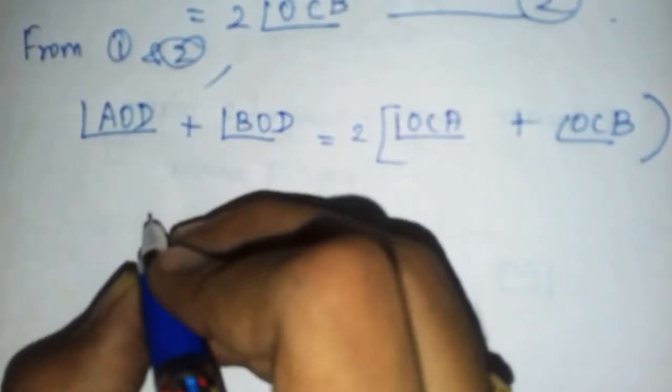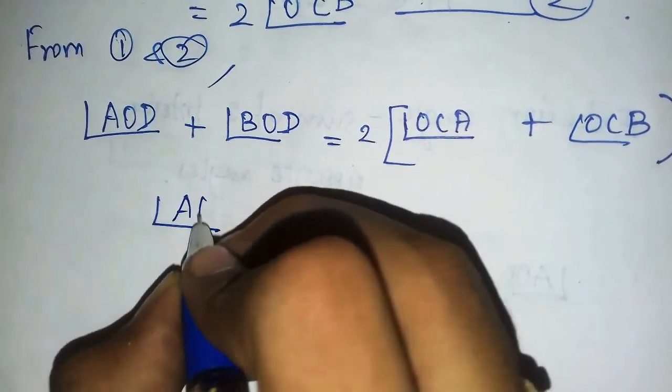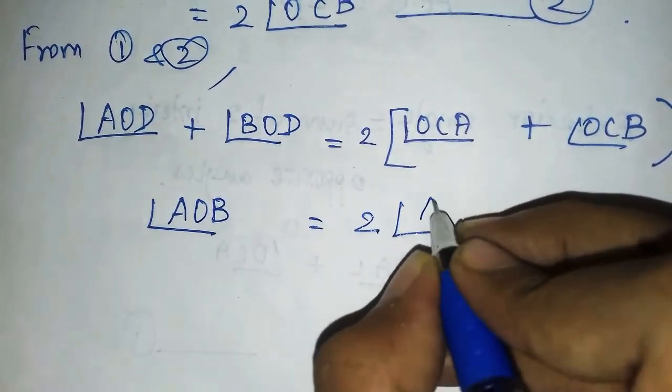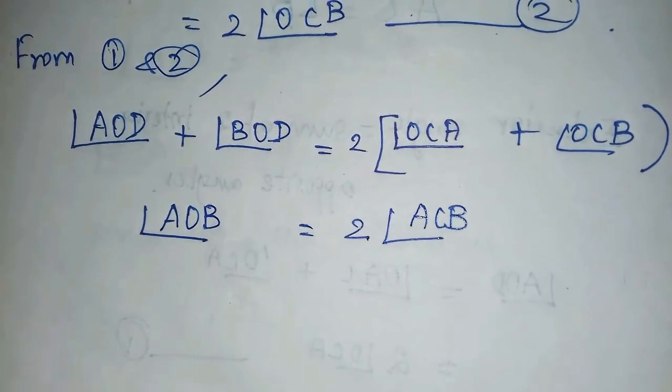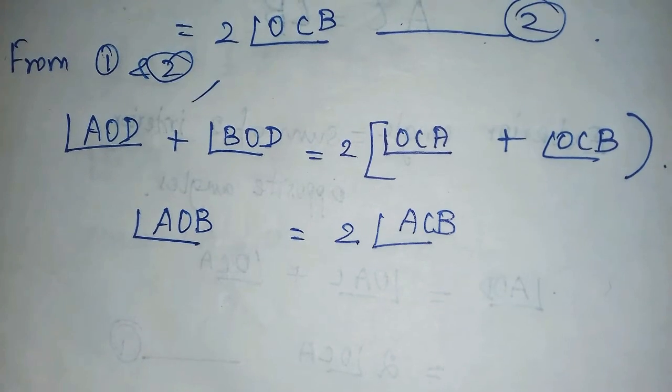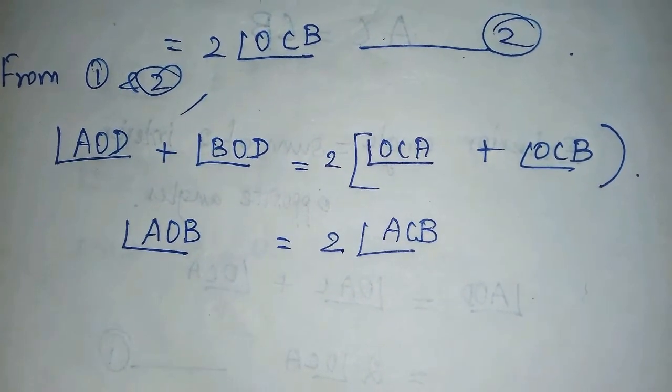That only we are going to write now. How can we write this? Angle AOB is equal to 2 into angle ACB. This only we were set to prove. Can you understand this? Okay.